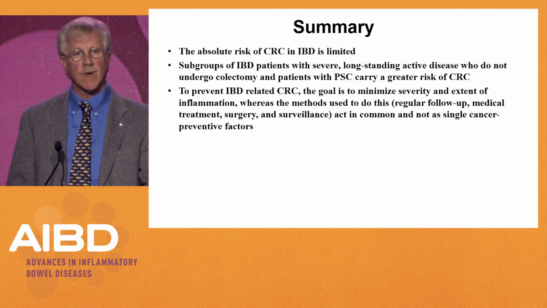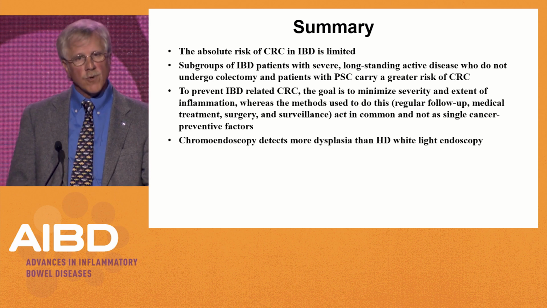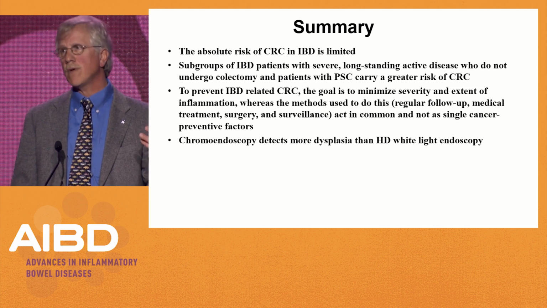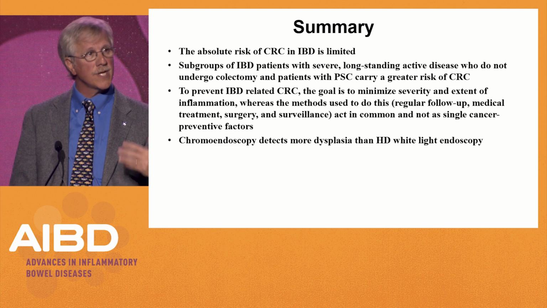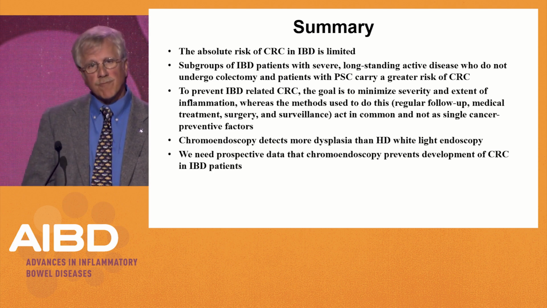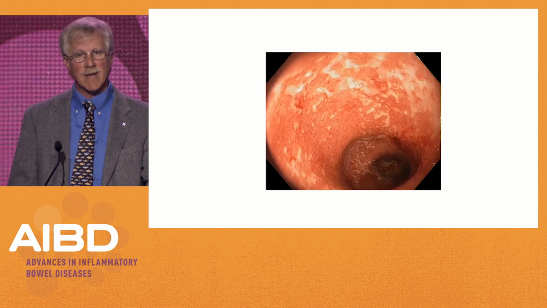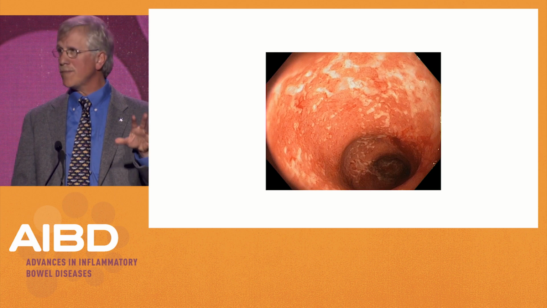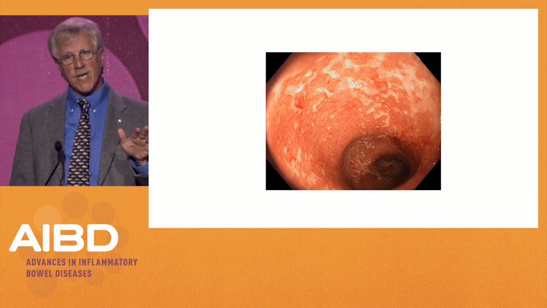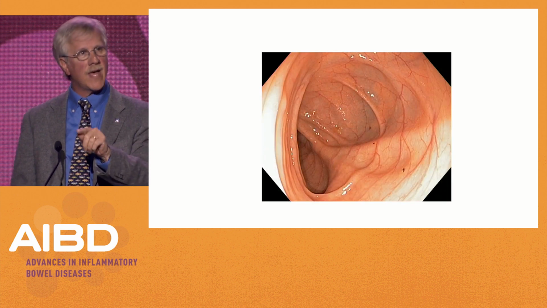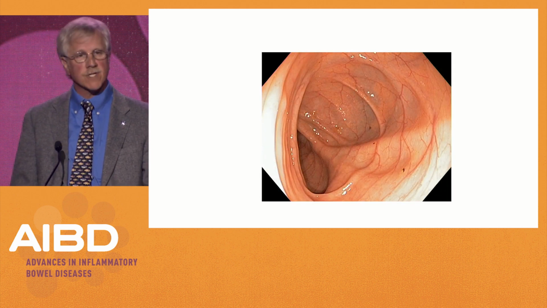Obviously, we're trying to optimize our therapy. Chromoendoscopy does detect more dysplasia than high-definition white light endoscopy, but using high-definition white light endoscopy is a big advance compared to what we had 15 years ago. We do need prospective data that chromoendoscopy prevents development of colorectal cancer in our IBD patients. Again, we now have the treatment tools to be able to convert a patient like this or a patient like this to this. And I think that if we can get to that level, we can probably reduce the risk of our IBD patients developing dysplasia and cancer.